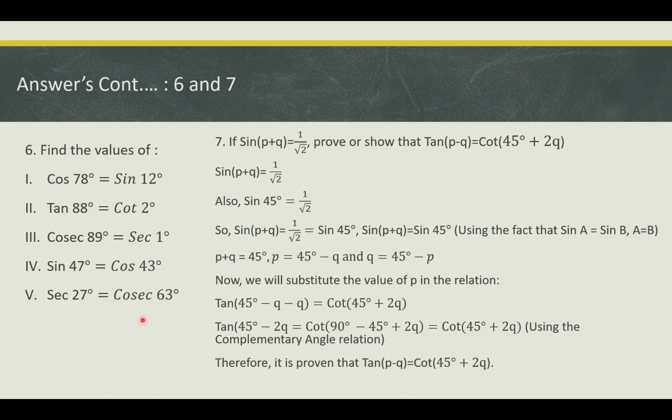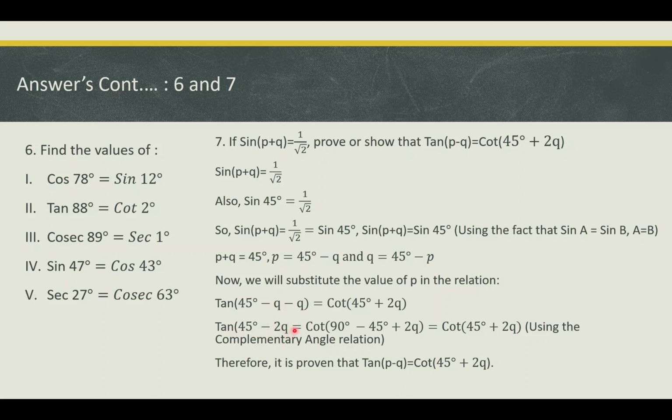So then it becomes sin (p plus q) is equal to sin 45. Using the fact that if sin a is equal to sin b, a is equal to b, p plus q is equal to 45, p is equal to 45 minus q, and q is equal to 45 minus p. Now we will substitute the value of p in the LHS of the relation. It becomes tan (45 minus q minus q) is equal to cot (45 plus 2q). Then it becomes tan (45 minus 2q), because minus q minus q is minus 2q.